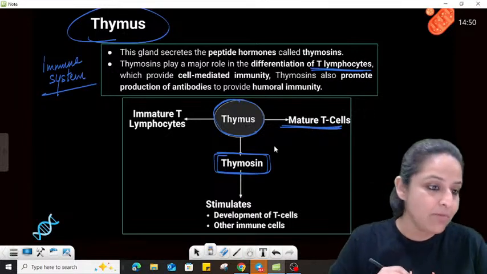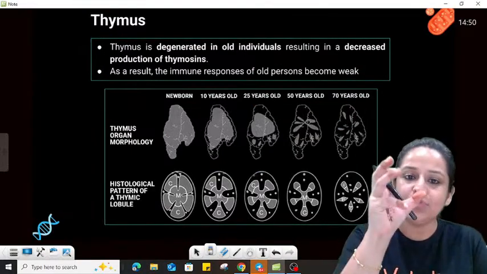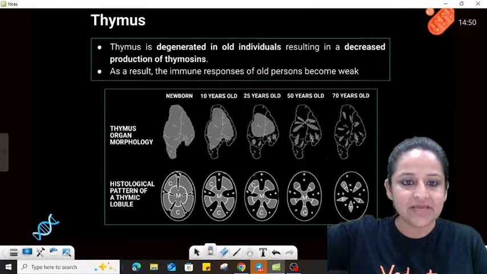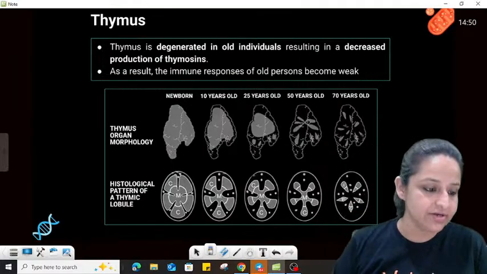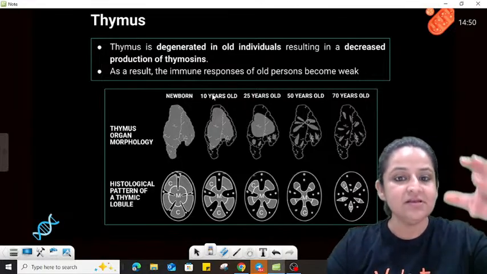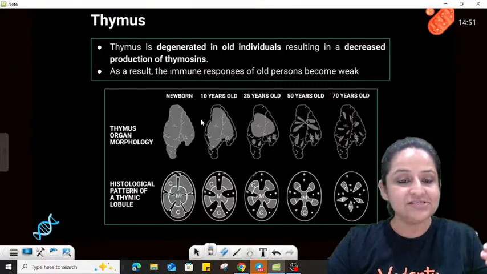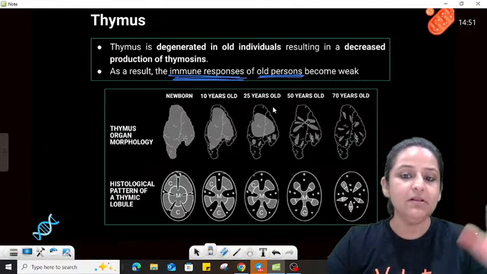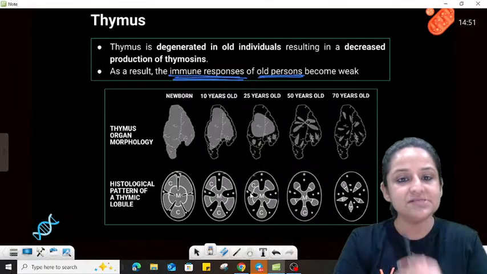And one more important thing. With age, the thymus gets degenerated. As we keep on growing old, the thymus keeps on degenerating. As a result, more and more T lymphocytes will not be able to undergo differentiation. That is the reason the immune response of old people becomes very weak, very depressed. Why? Because the thymus itself is degenerated.